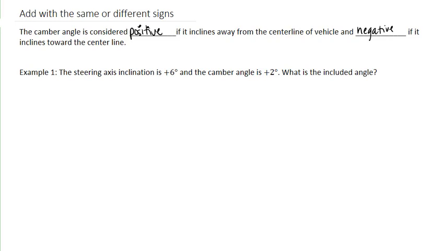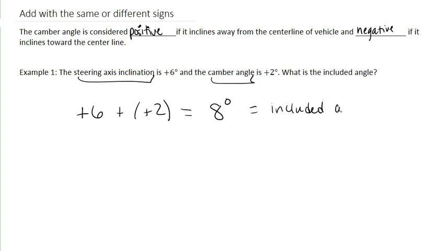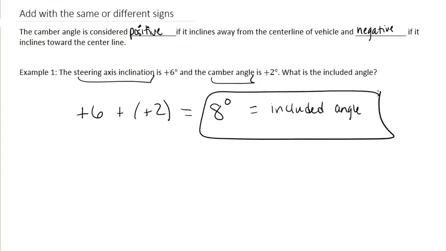Example 1: the steering axis inclination is positive 6 degrees and the camber angle is positive 2 degrees. What is the included angle? How we get the included angle is by adding the steering axis inclination and the camber angle. So we get positive 6 plus positive 2, which is 8 degrees. That would be our included angle, and that would be our solution.